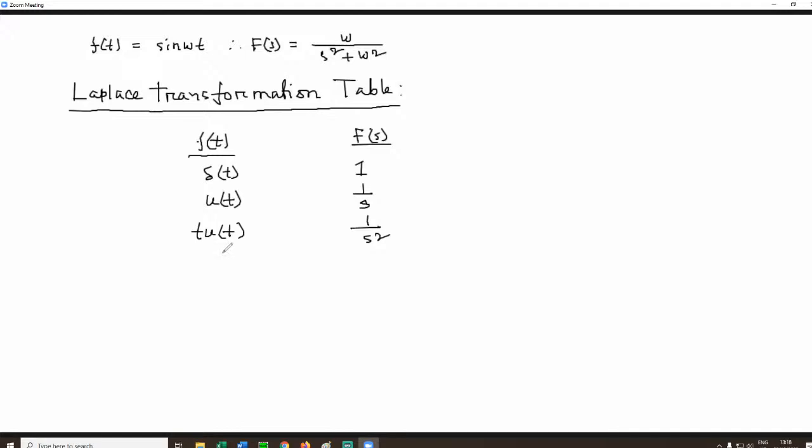And e to the power minus at ut, then what will you get? E to the power minus at ut gives 1 by s plus a. Okay, very good.